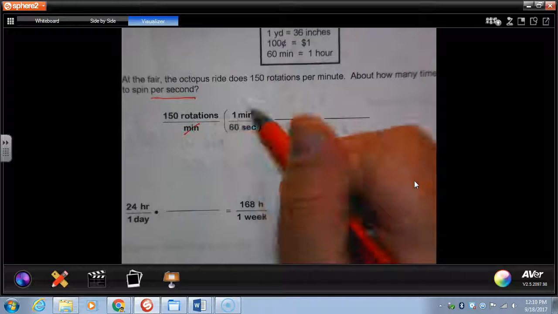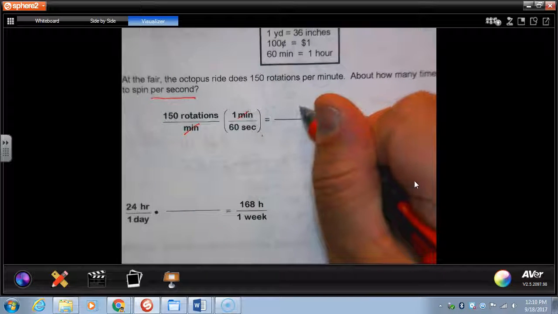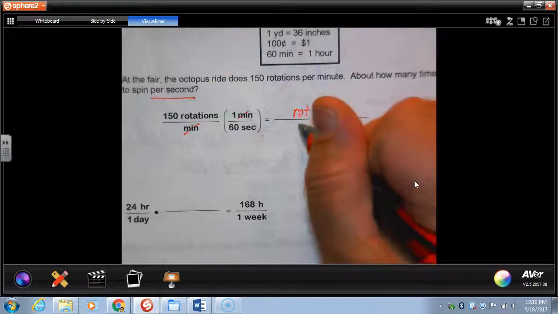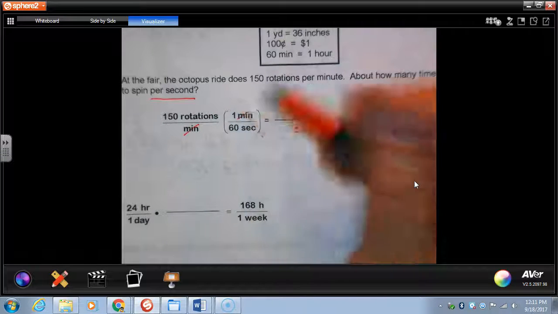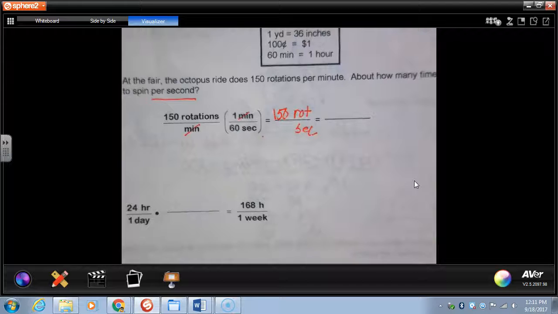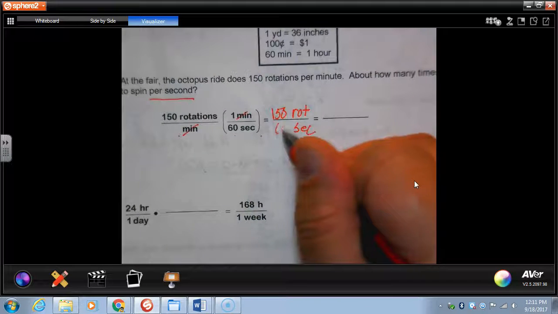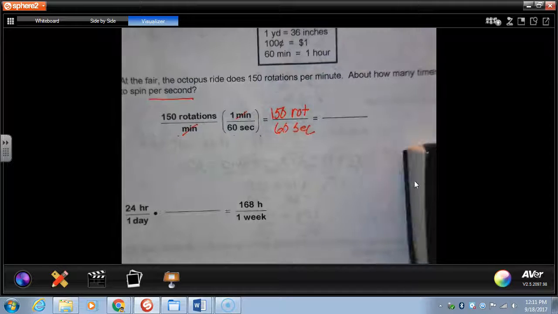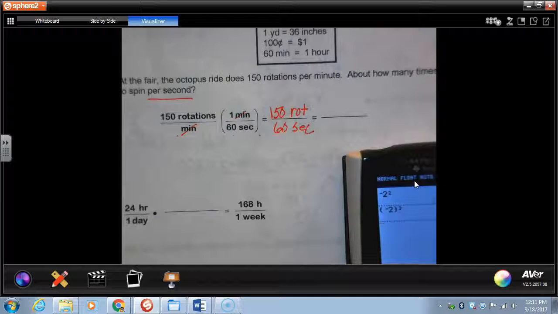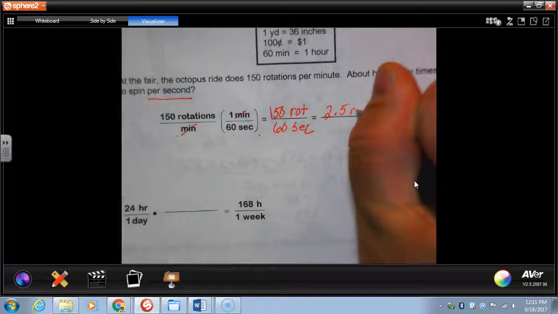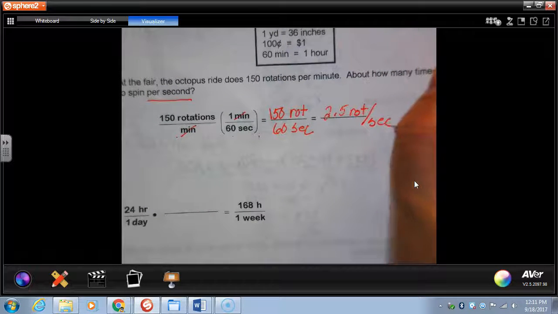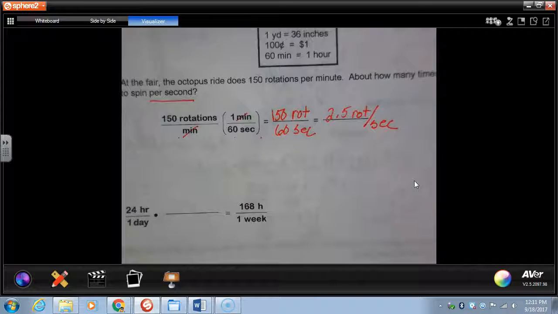All right, my minutes canceled. That leaves me with rotations per second, which is what we want. My numbers, 150 times 1, 150. 1 times 60 is 60. I'm going to put this all in my calculator. I got 150 divided by 60, 2.5 rotations per second. Easy peasy.